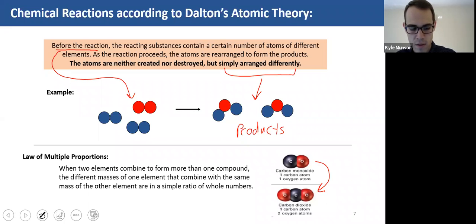So that's all it's talking about here. It's a simple ratio, not half an oxygen atom more, it's twice the mass of oxygen more, or twice the oxygen atoms. So that's pretty much it for this section. And in the next section, we're going to be continuing our discussion on the atom.